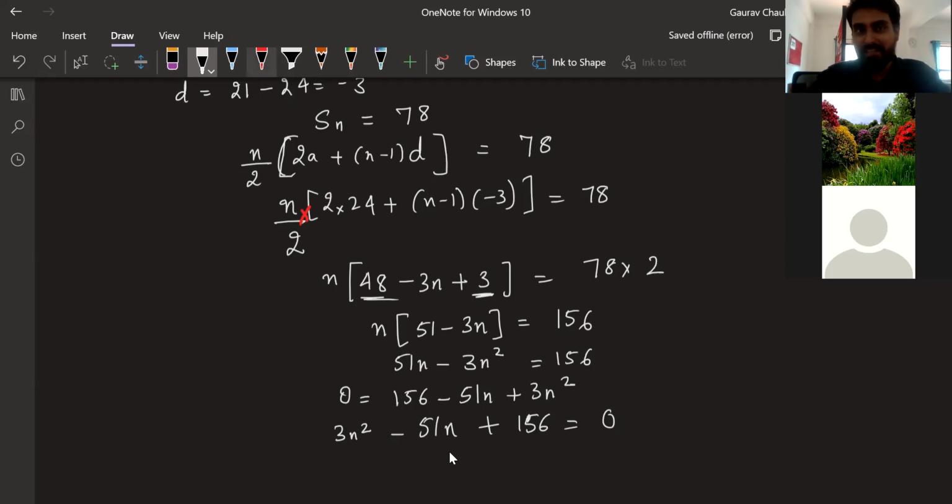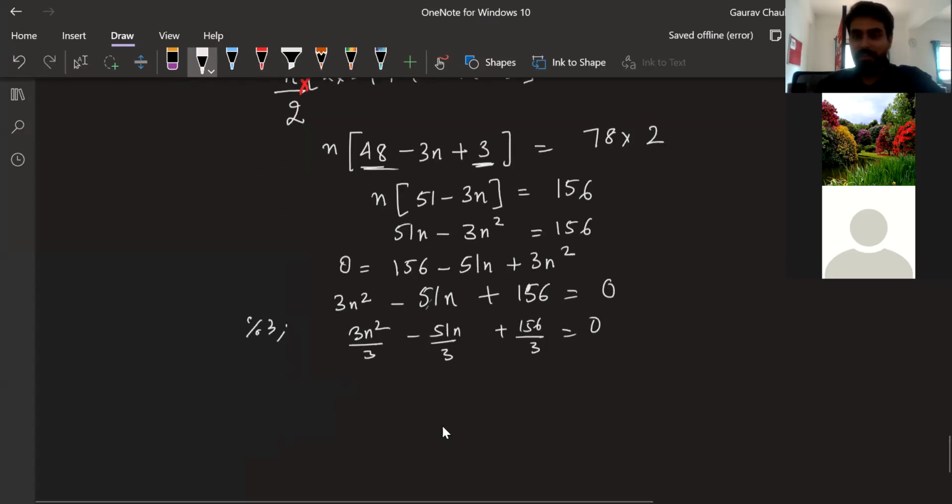I can see that this is 3. The only way to simplify this would be if this is also divisible by 3 and this is also divisible by 3. I can just divide the whole thing by 3. And I'm going to do that because 5 plus 1 is 6, it is divisible by 3. 5 plus 1 is 6, plus 6, 12. 2 plus 1 is 3. Again, it's divisible by 3. So I'm going to divide the whole equation by 3. I get 3n square by 3 minus 51n by 3 plus 156 by 3 is equal to 0. That gives me n square minus 17n plus 52 is equal to 0.